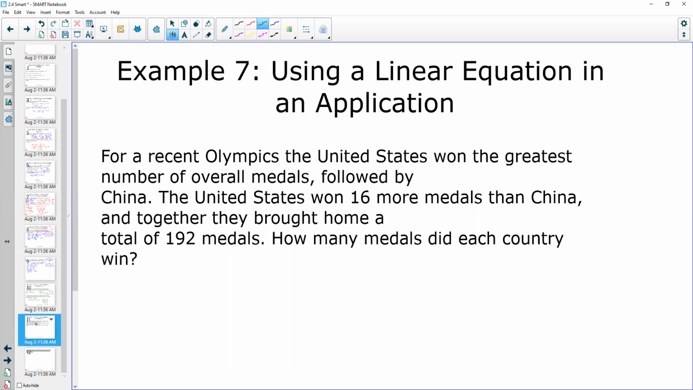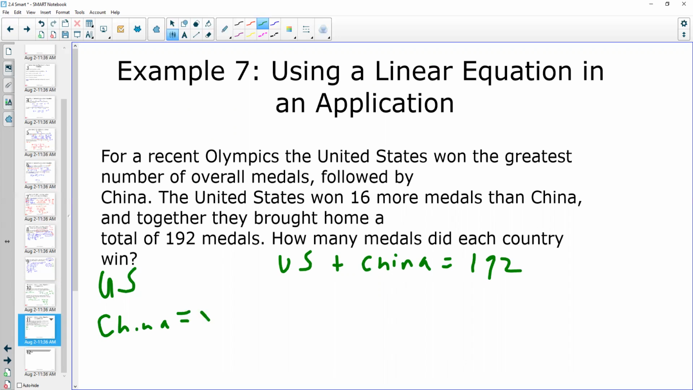We know some things. We know we're talking about the US, and we know we're talking about China, right? I know that US plus China, and this is like a verbal model, right, equals 192. Okay, I know that that's the start. I know that the US won 16 more than China. So actually the US is China plus 16. So China's got to be the X, and then the US is X plus 16. Oh, there we are. So I have X plus 16 plus X is 192.